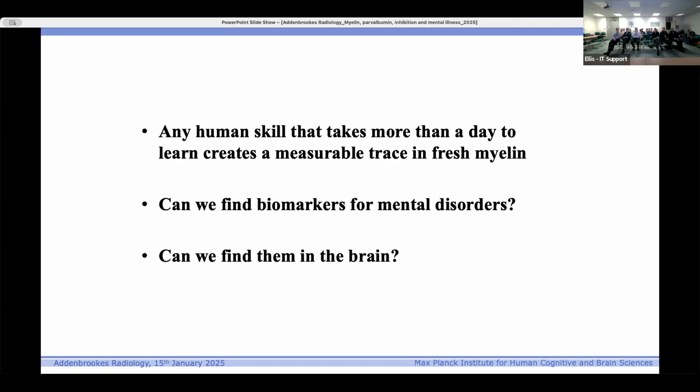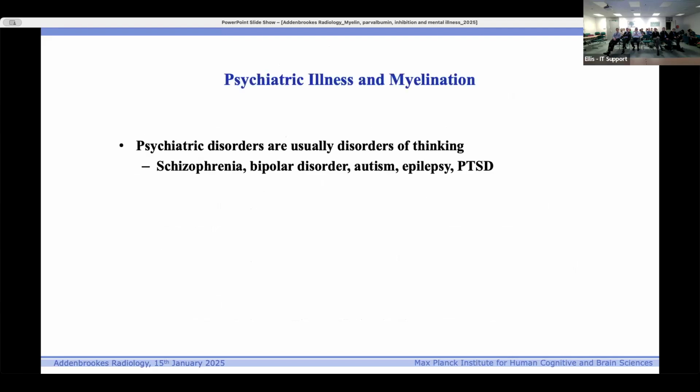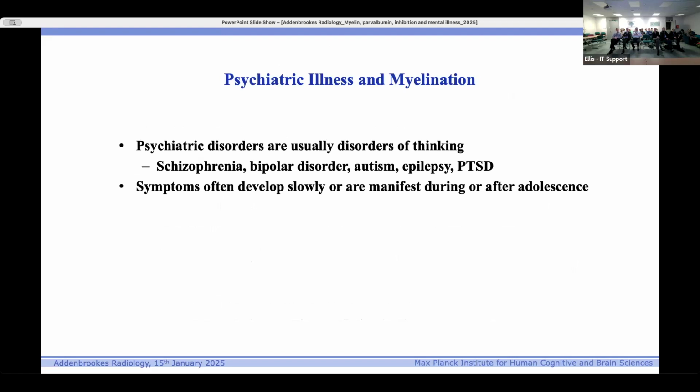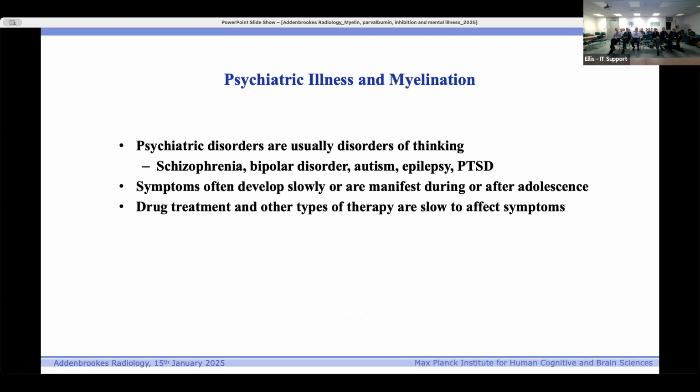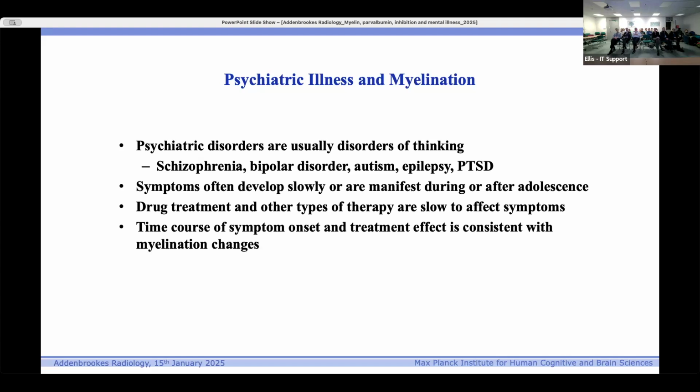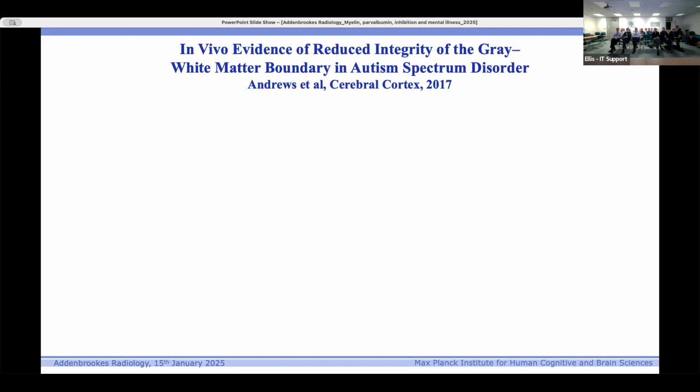Can we find biomarkers for mental disorder? Can we find them in the brain? That's a challenge. Psychiatric disorders are usually disorders of thinking. Symptoms develop slowly or manifest during or after adolescence. We know there's a great burst of myelination going on in the brain in the years between about 12 and 18. In fact, our brains are continually myelinating. My brain is still myelinating. The time course of symptom onset of mental illness and treatment effect is consistent with myelination changes.